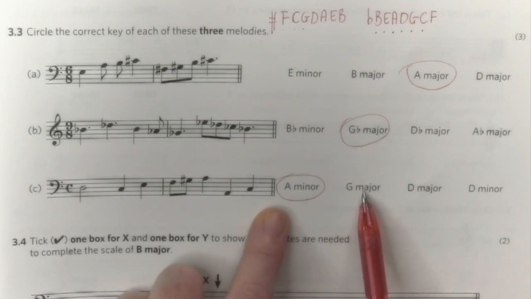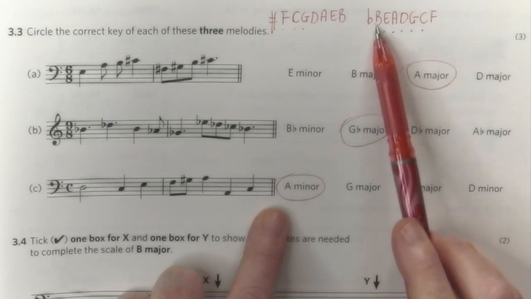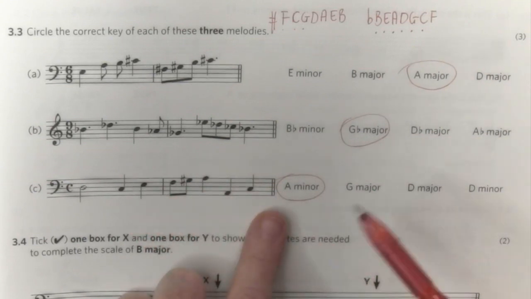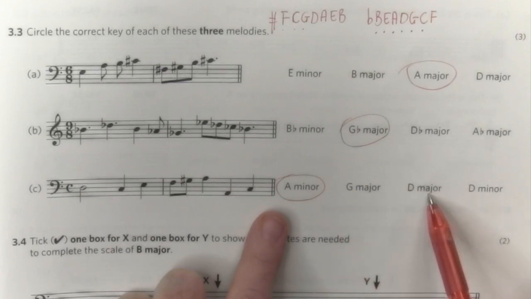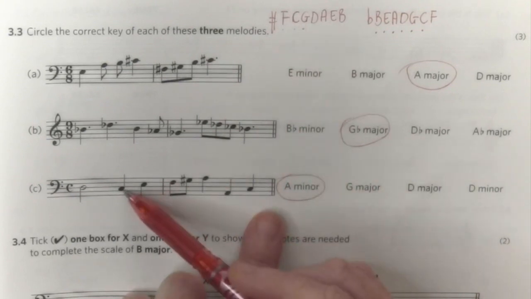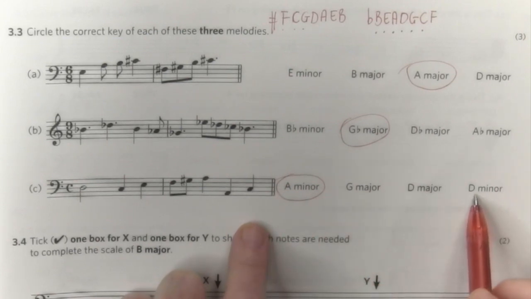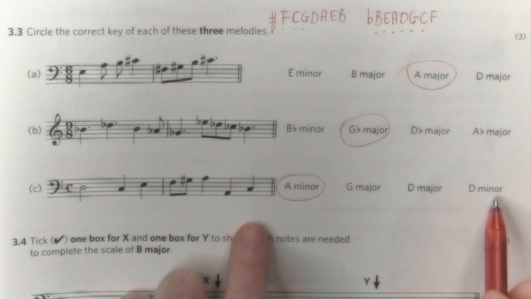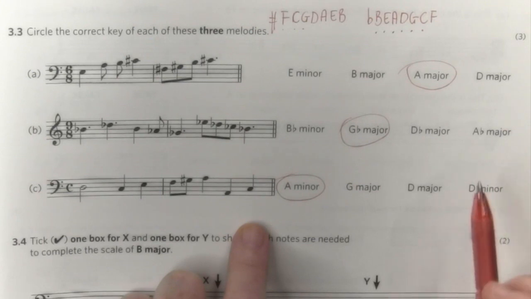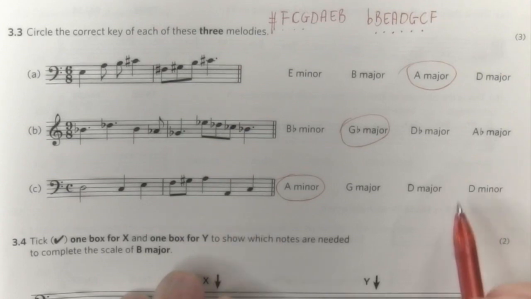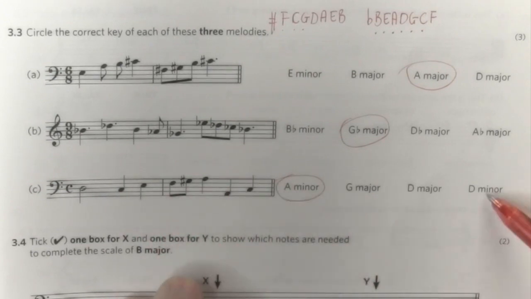G minor is the relative minor of B flat major, and we would have flats here, Si and Mi. And we don't have them. This Mi is not flat, so that's not possible. D major would have 2 sharps, Fa and Do. And here, this Do is not sharp, so impossible. D minor is the relative minor of F major, 3 semitones above, and F major has 1 flat. Also, D minor would have the leading note, C sharp, clearly indicated, and C is not sharp here. So it can't be D minor.